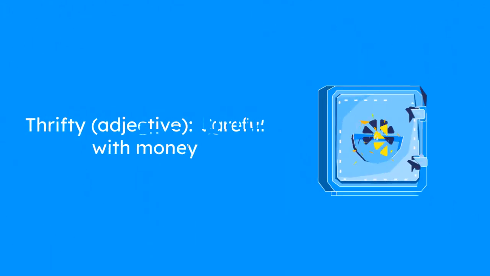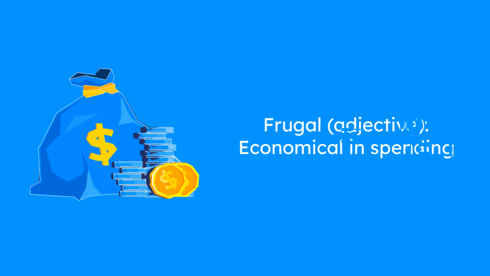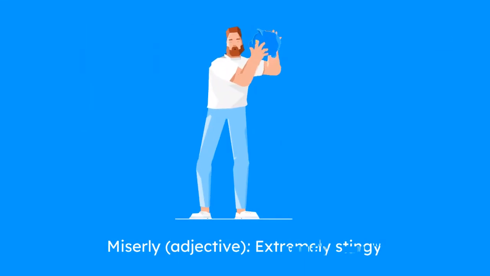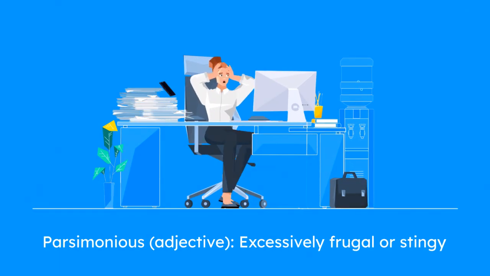Thrifty, adjective, careful with money. Example: he is thrifty with his spending. Frugal, adjective, economical in spending. Example: her frugal lifestyle saved her money. Miserly, adjective, extremely stingy. Example: the miserly man refused to tip. Parsimonious, adjective, excessively frugal or stingy. Example: her parsimonious habits annoyed others.